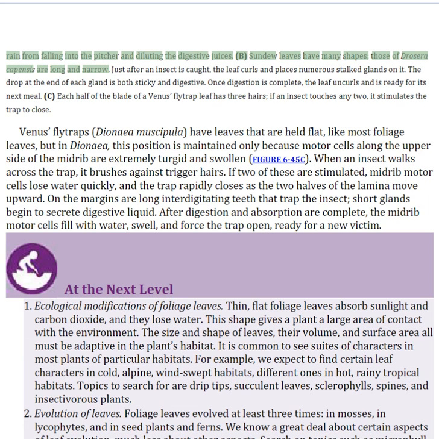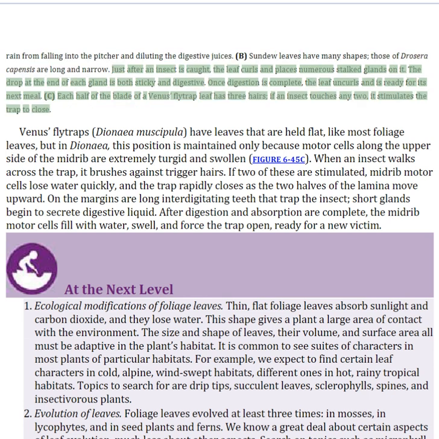Sundew leaves have many shapes. Those of Drosera capensis are long and narrow. Just after an insect is caught, the leaf curls and places numerous stalked glands on it. The drop at the end of each gland is both sticky and digestive. Once digestion is complete, the leaf uncurls and is ready for its next meal.